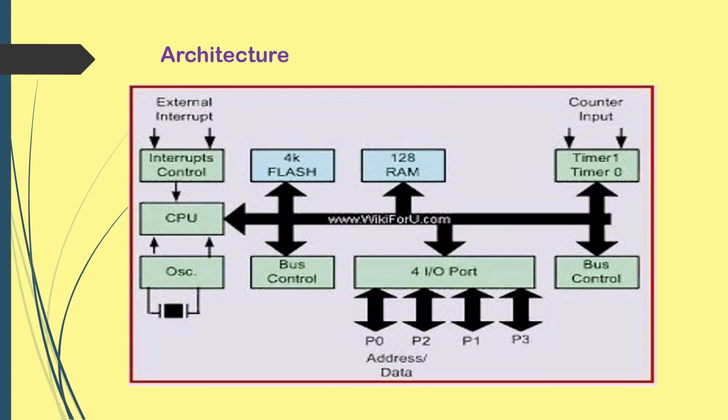Data pointer, that is DPTR, is a 16-bit register divided into 2 parts, DPH and DPL. Stack pointer is an 8-bit register. Its purpose is to access the stack. Since it is 8-bit, it can take values from 00 to FF. It acts as a pointer for an address that points to the top of the stack.